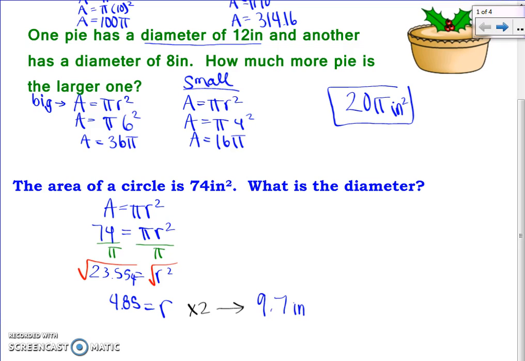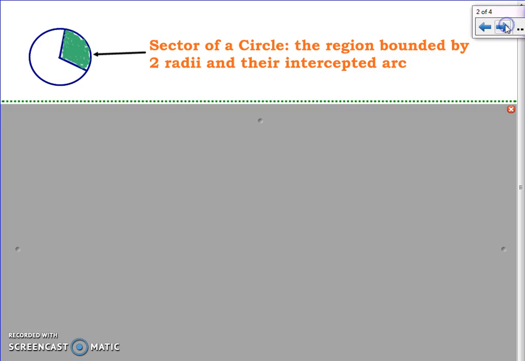Questions on the area of a circle? All right, so let's move on. So now we're going to focus on this shape, which is called a sector. So it's bounded by 2 radii. That's the plural form for radius. So here's one radius, here's the other radius, and then the arc of the circle.